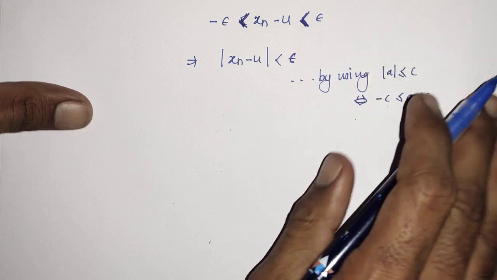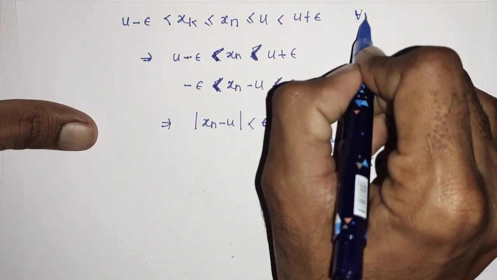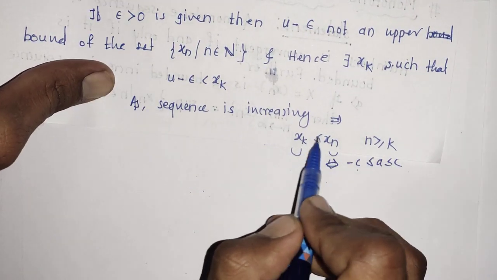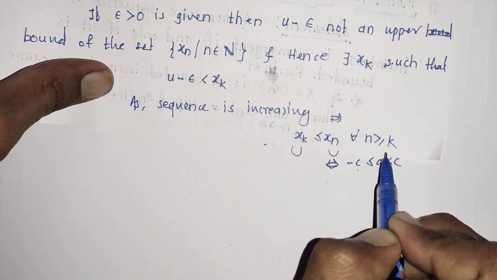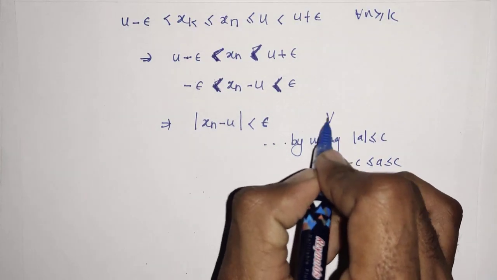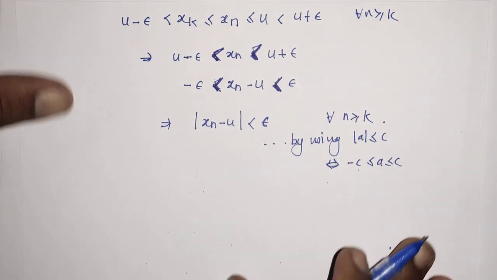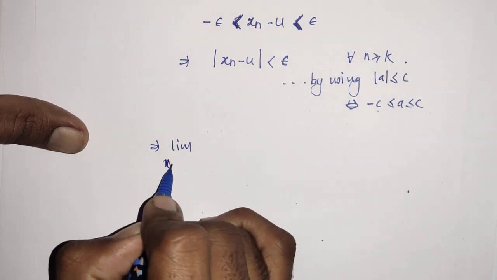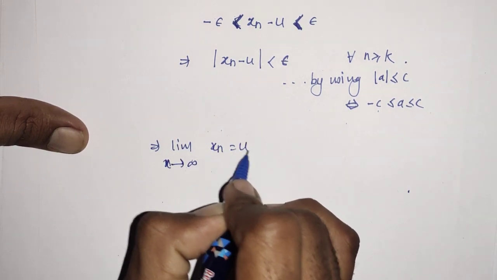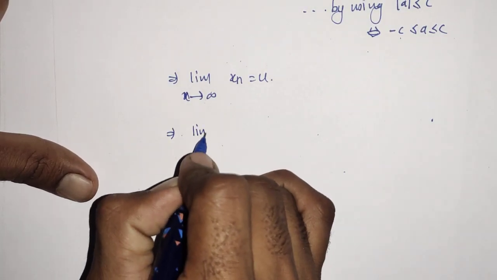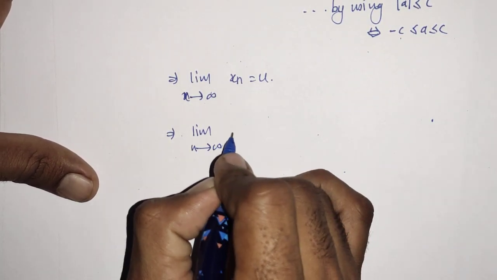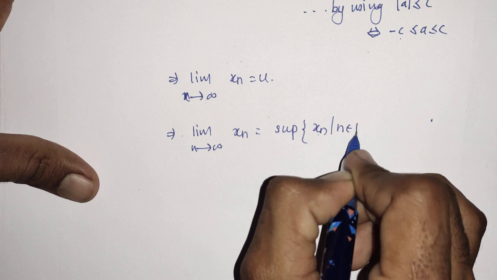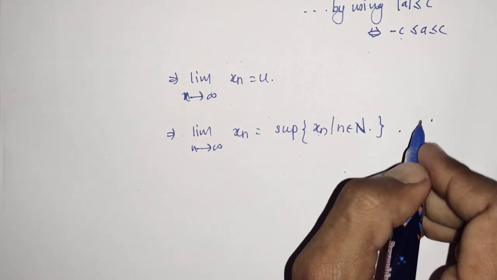This holds for all n greater equal k, because we have seen that xk is less equal xn for all n greater equal k. This is the definition of limit. So this implies the limit of the sequence xn is u, that is, limit as n tends to infinity of xn is equal to u, that is, the limit of the sequence xn is the supremum of xn such that n belongs to the set of natural numbers. Hence the proof of the first part.